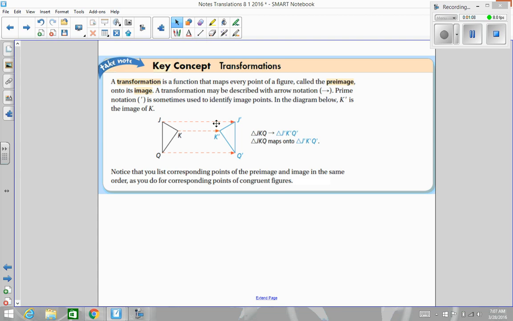The definition is a function that maps every point. So J goes to J prime, K goes to K prime, Q goes to Q prime. And so triangle JKQ transforms to J prime, K prime, Q prime. Okay, and so you'll want to get this information down. Make sure you get the vocabulary up here. You can draw this image and this information.